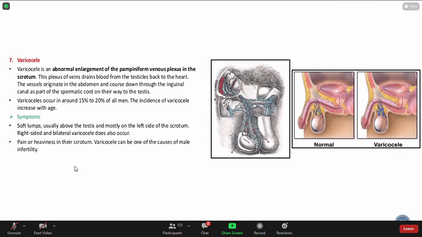This plexus of veins drains blood from the testicles back to the heart. Varicocele occurs in 15 to 20% of men. It's most common on the left side of the scrotum. This is mainly because the left side drains to the left renal vein, which is under higher pressure compared to the right side, which drains to the internal iliac vein.